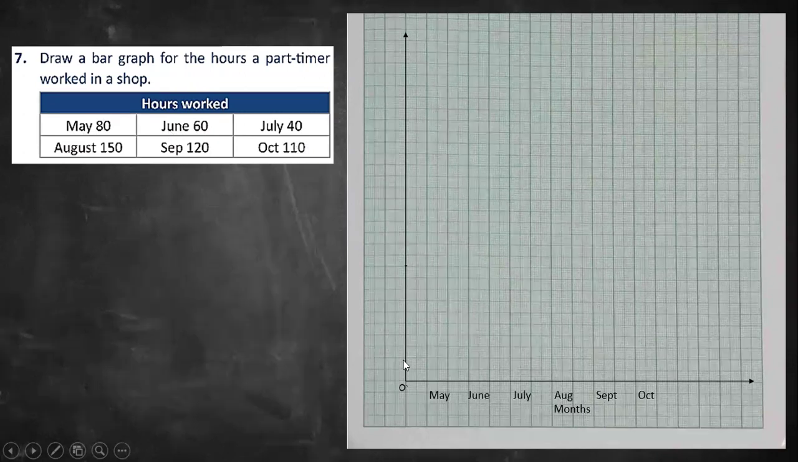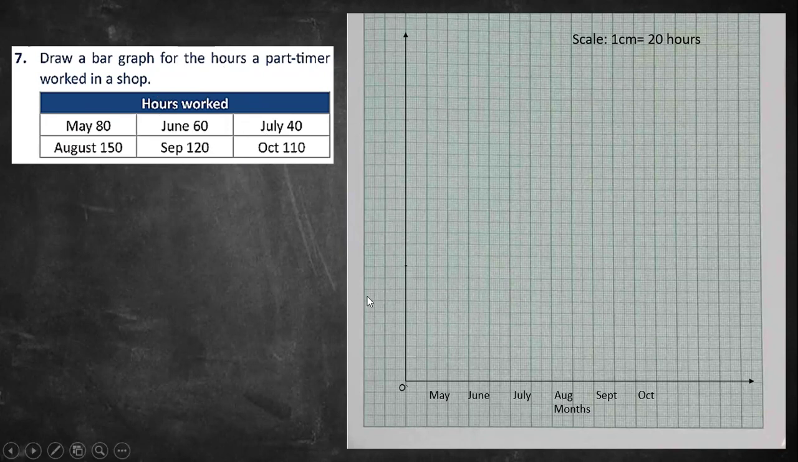Right? Now, on y-axis, you can see the numbers of hours are 80, 60, 40, 150, 120, 110. So, which number will best suit all these? If we take scale as 1 centimeter equals to 20 hours, it will be easy for us to mark all those points. Okay? So let's mark all those points.